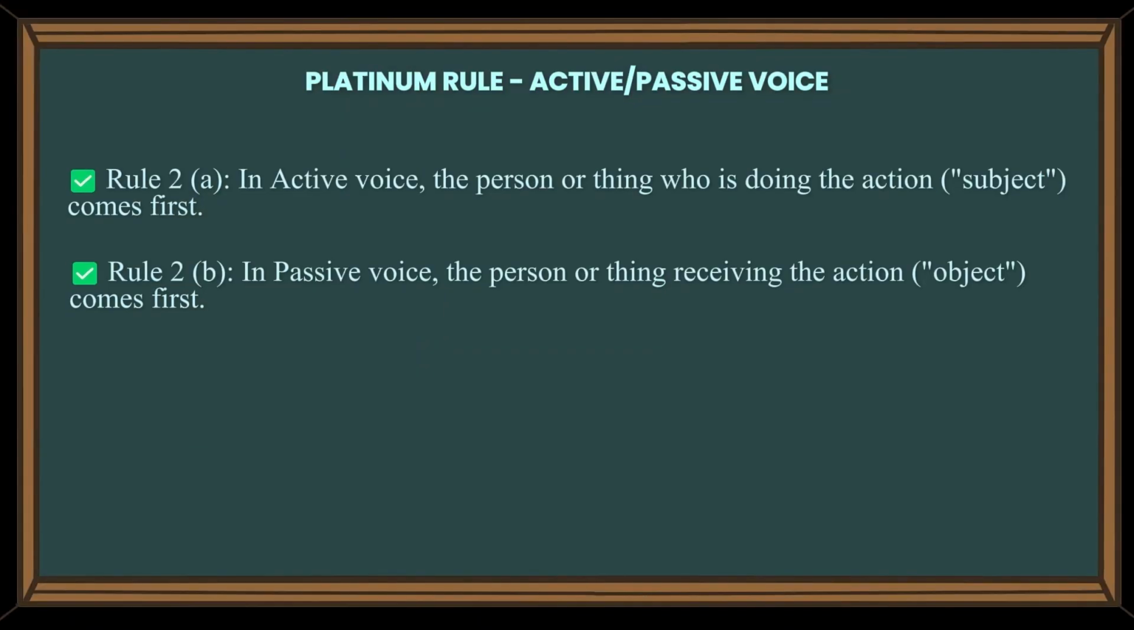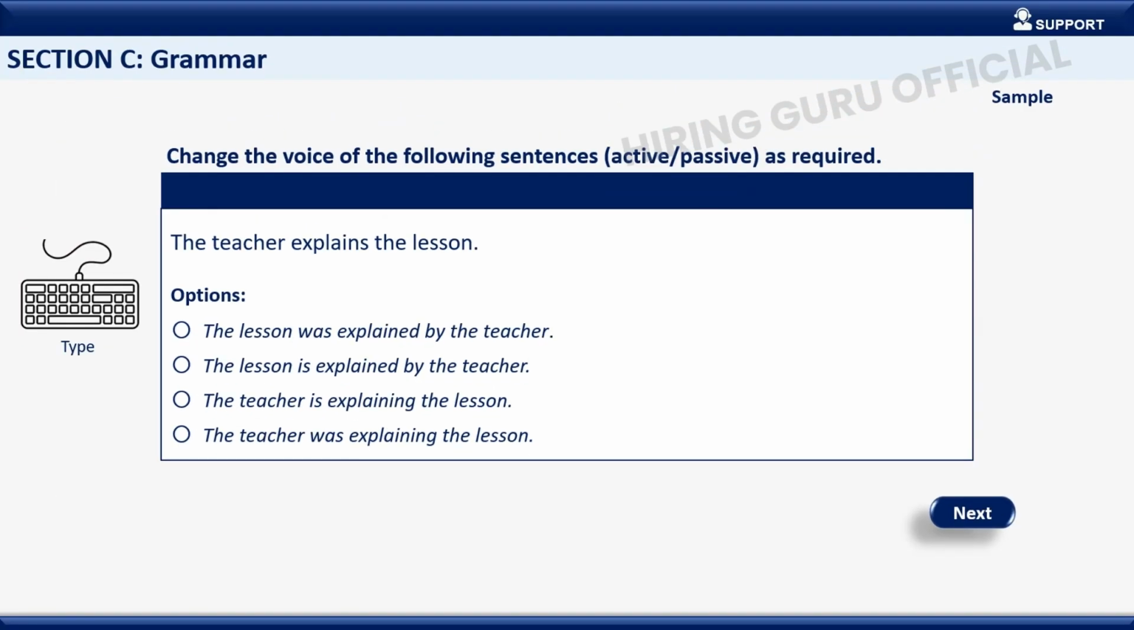How? As I explained earlier, in the active voice, the teacher who is doing the action comes first. But in the passive voice, the situation changes completely. The person or the thing who's receiving the action comes first. Now look at the example again. Who is receiving the action here? The lesson, right? So in the passive voice, our sentence will start with the lesson and end with the teacher.